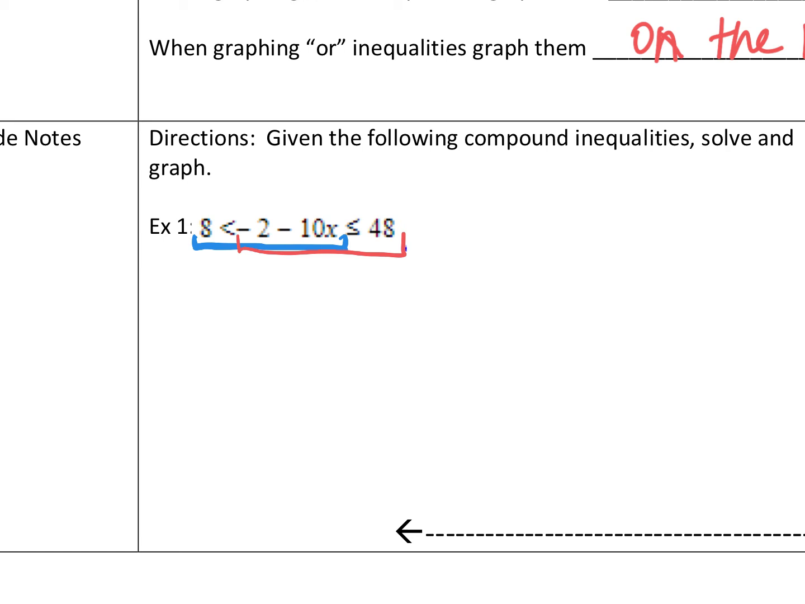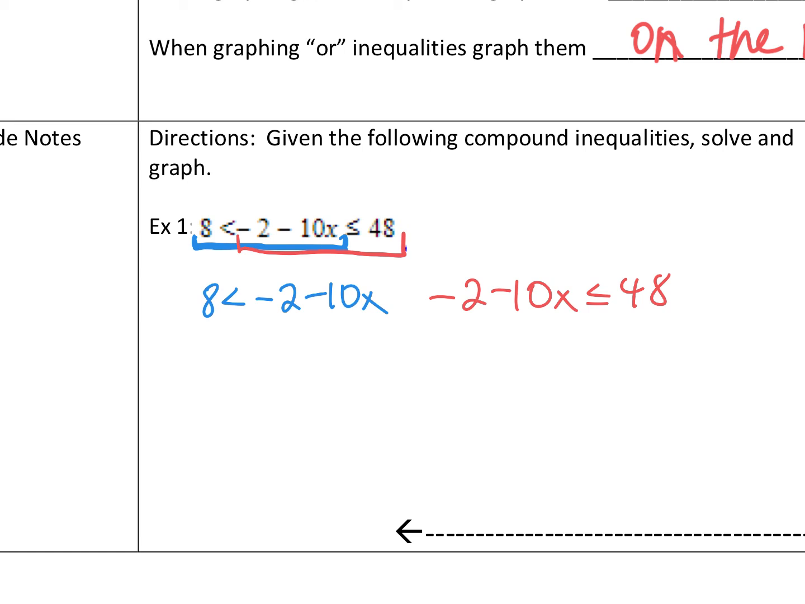So your first problem here is 8 is less than -2 minus 10x. And the second problem is -2 minus 10x is less than or equal to 48. Everybody with me? If it's an or problem, it's typically written as just first problem or second problem, so they're already divided for you. But this one's an and function because it's written together. So now we just want to solve this.